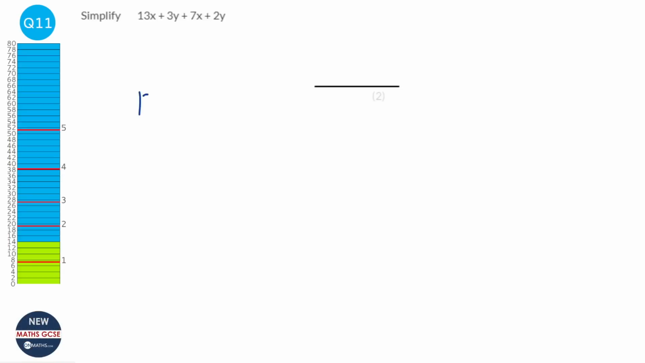When collecting terms, you've got to collect like terms. So we've got 13x, we've got a 3y. Now they're not like terms, but the 13x is a like term to the 7x. They're both x's. And the 3y is a like term to the 2y.